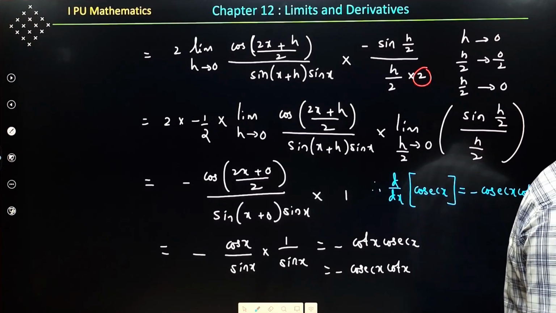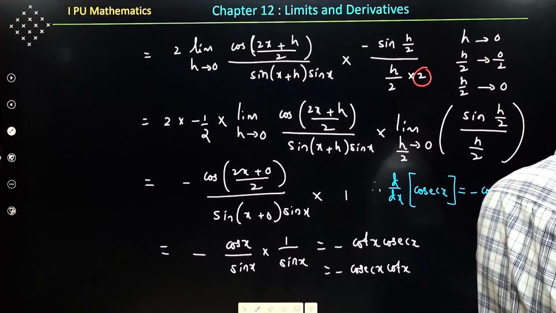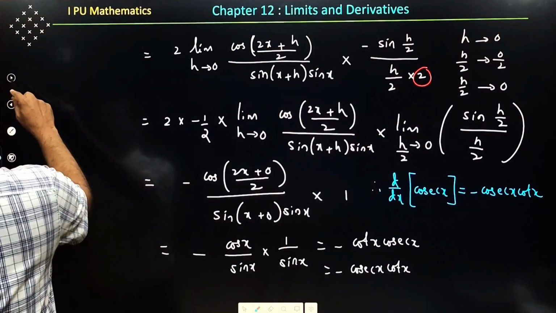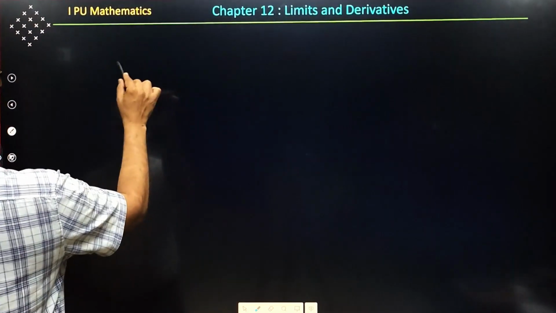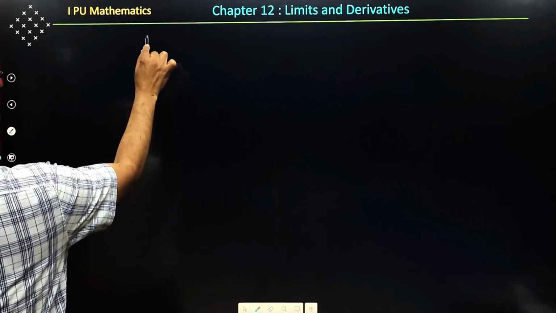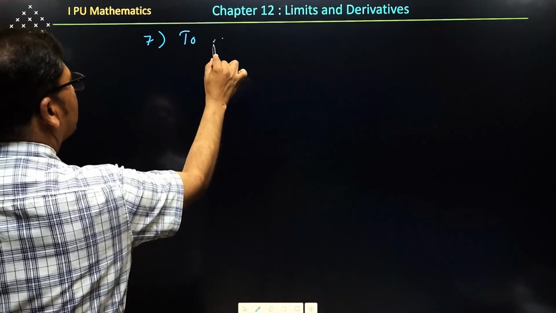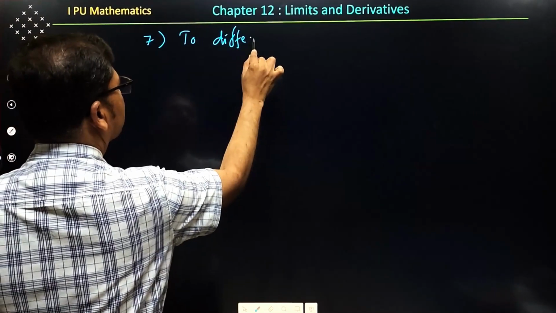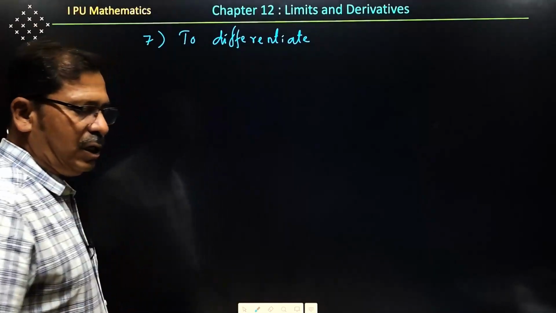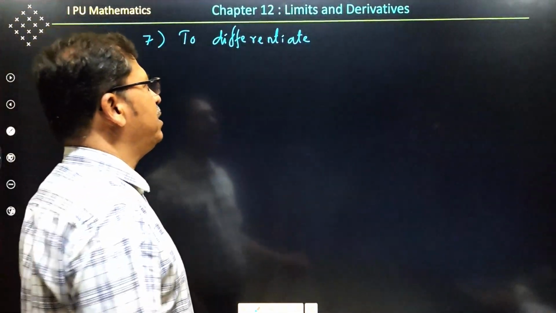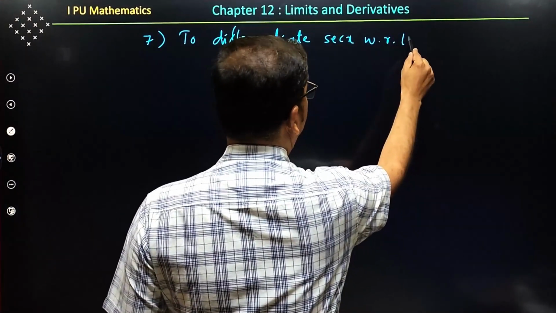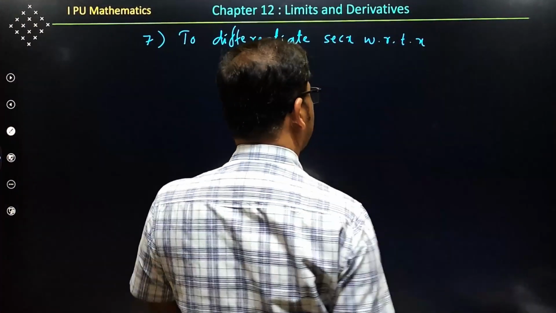Now let me continue with the next trigonometric function, that is after cosec x. Let me continue with sec x here. Seventh one, to differentiate sec x. I have completed cosec x just now. Let me take sec x here. Differentiate sec x with respect to x from first principles.